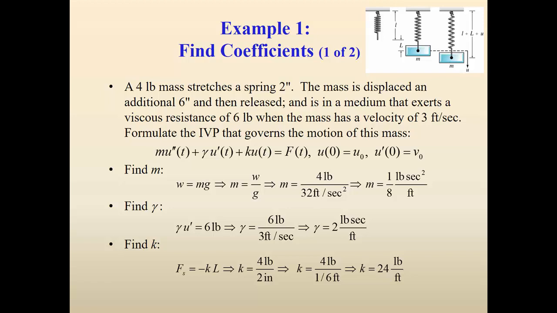Gamma, that damping force. Remember gamma u prime, that the forcing is 6 pounds. Remember, it's 6 pounds of resistance divided by the speed u prime, so that's 3 feet, so gamma is equal to 2.